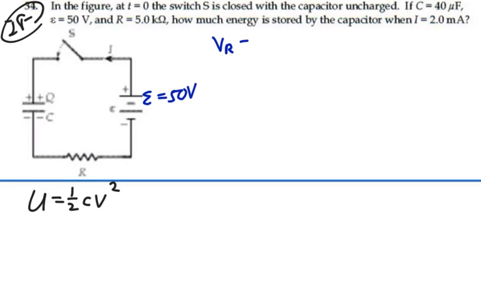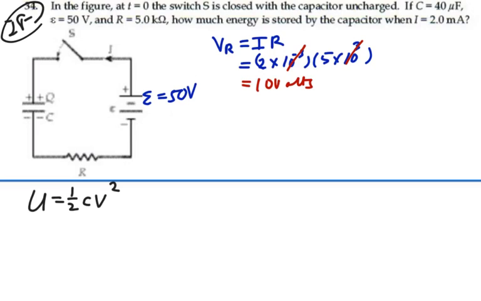Voltage across the resistor is equal to the current times the resistance, according to Ohm's law. And at 2 milliamps, that's a current of 2 milliamps times a resistance of 5 kiloohms. 10 to the minus 3 and 10 to the 3 cancel out, and this is 10 volts. So that's the voltage across the resistor.